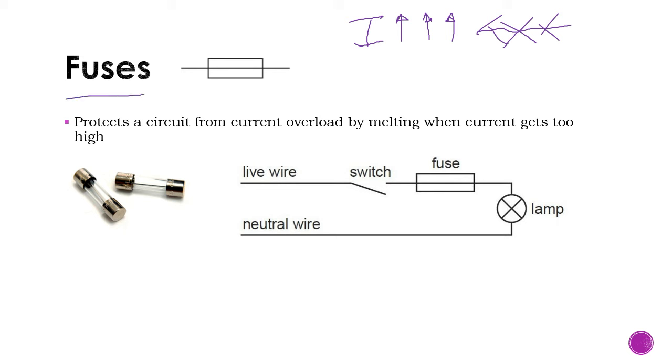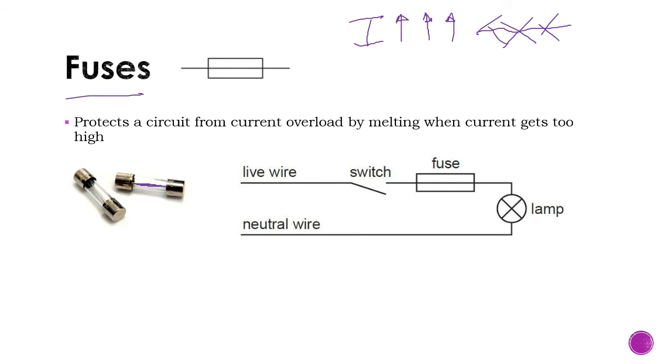So the first device that we use is called a fuse. A fuse is actually a very, very thin wire. Sometimes we put a protective cover on it like this so we can install it in a circuit, sometimes not. But the thing is, the fuse is a very thin wire that is designed to melt at a specific current.